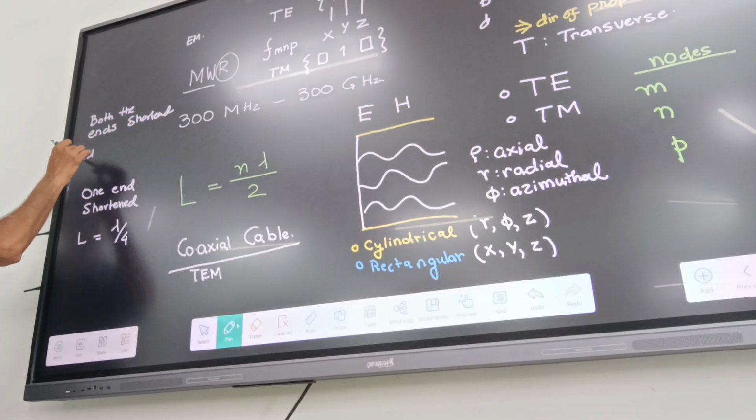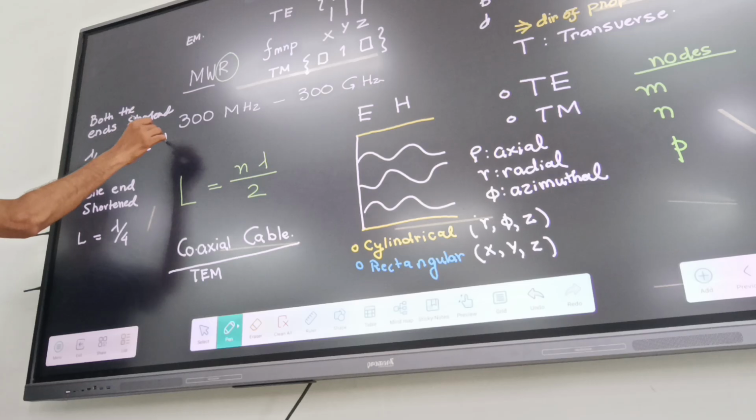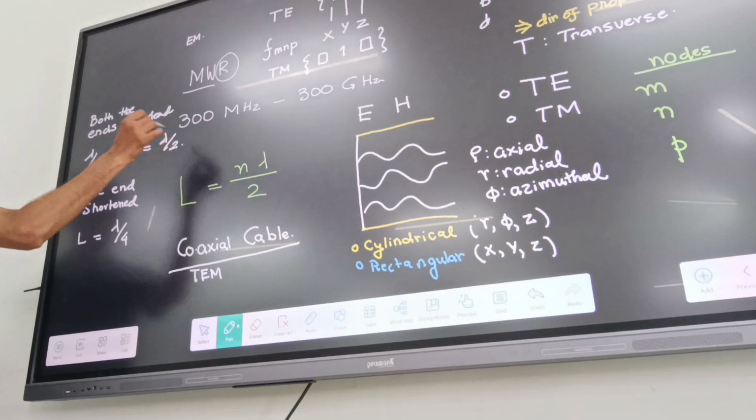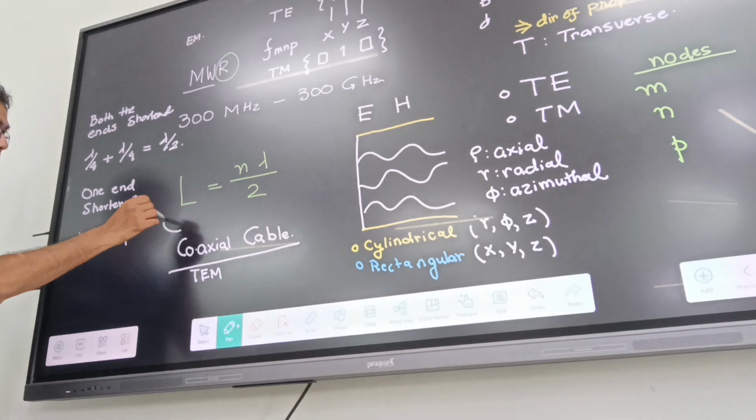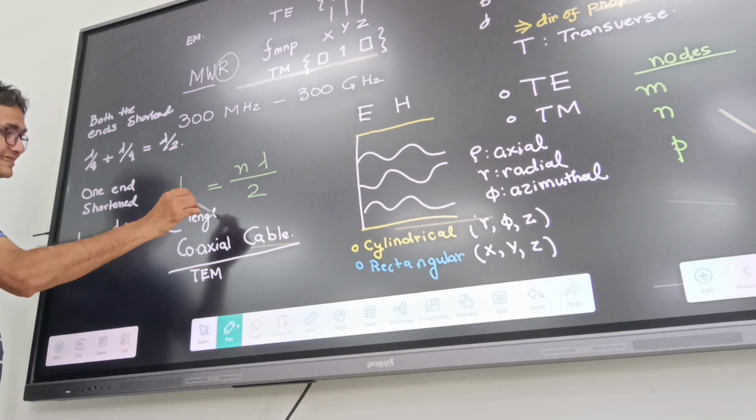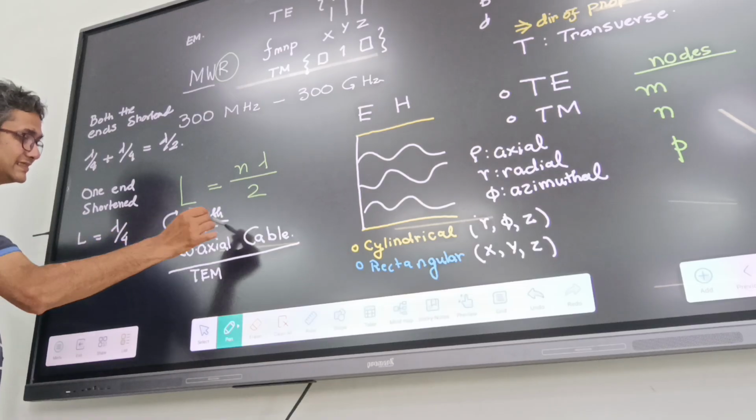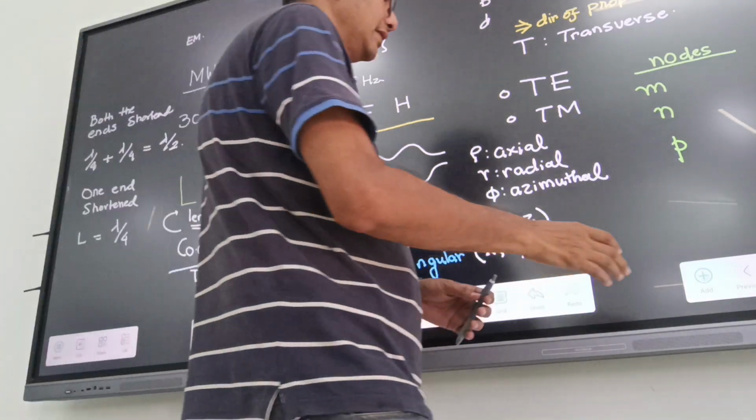Then you have lambda by 4 plus lambda by 4. So here this is the coaxial cable length. Okay. So let us summarize what we have studied.